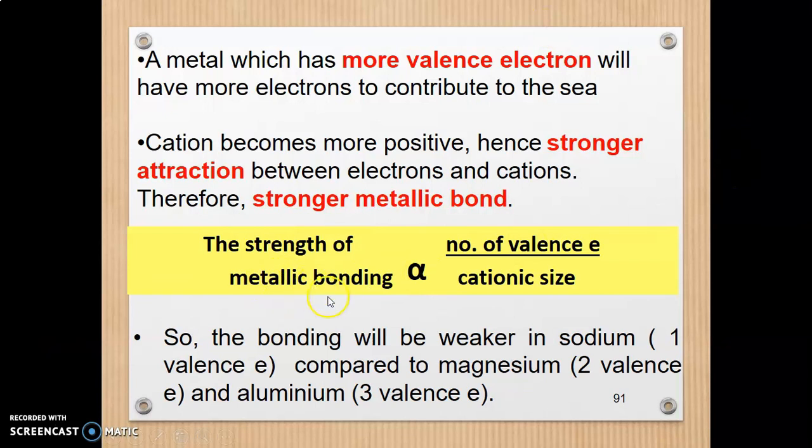So the strength of metallic bond is directly proportional to the number of valence electrons and inversely proportional to the cationic size. So the bonding will be weaker in sodium compared to magnesium, compared to aluminium, as aluminium has a greater number of valence electrons compared to magnesium and sodium.